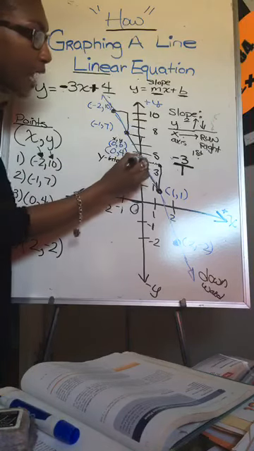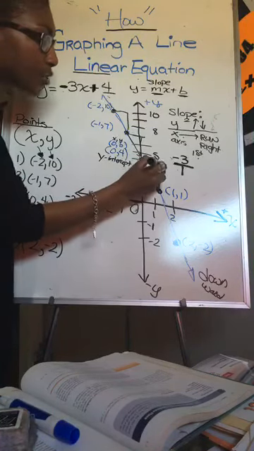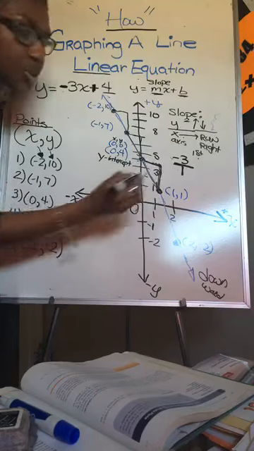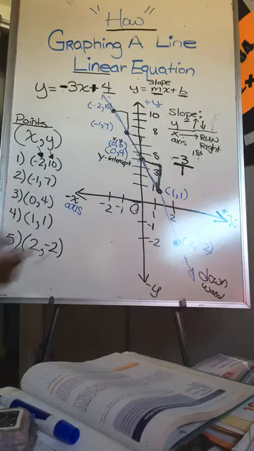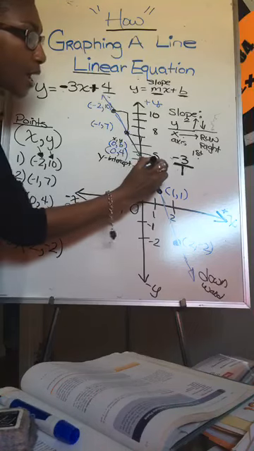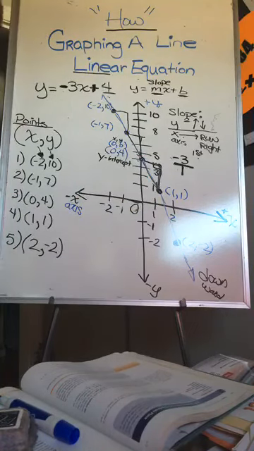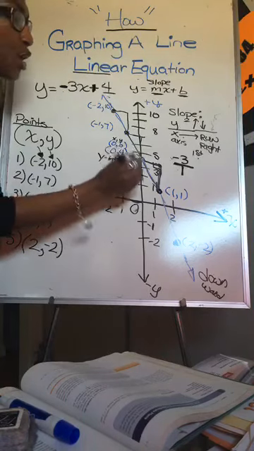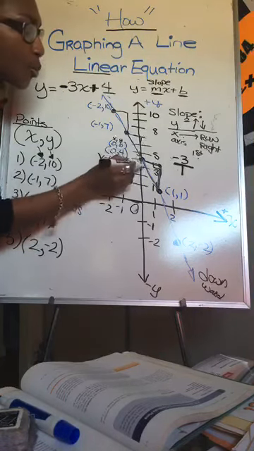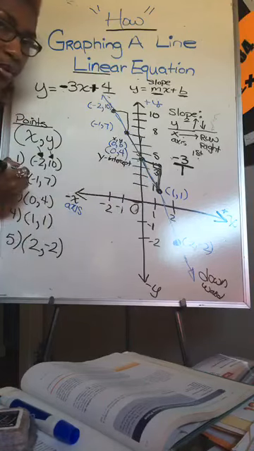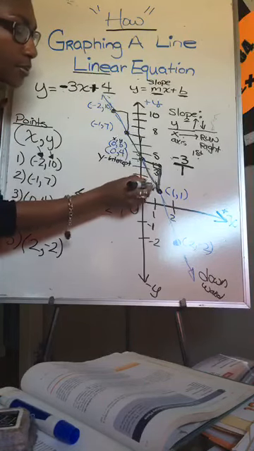okay? And it creates a right triangle. See, here's your geometry in this also. For the ones that are probably in geometry, this creates a right triangle, and a right triangle has a 90-degree angle. So you know that you have a slope when you create a right angle that's pointing downward, okay?